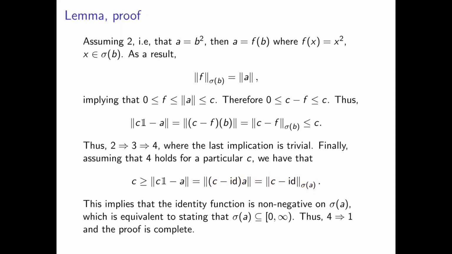But this implies something quite strong, and that is that the identity function is non-negative on the spectrum of A, because if the identity function is not non-negative, then this would have greater norm than C here. So actually, we have that this statement here is equivalent to stating that the spectrum of A is positive. And thus, this condition here, which we have, implies that A is positive, and we're finished.